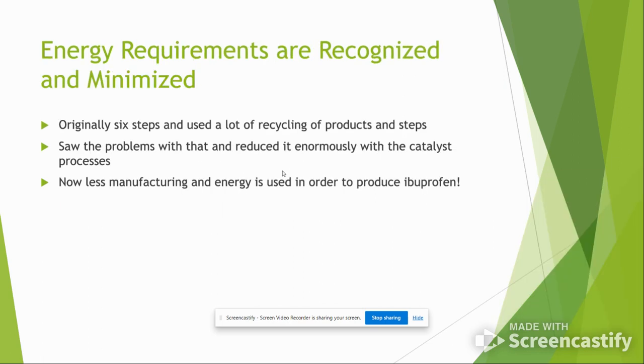The next principle of green chemistry that ibuprofen touches on is that its energy requirements are recognized and minimized. Just like I said before, the Boots method was originally 6 steps, and it used a lot of recycling of products in steps, which just created a lot of waste. So obviously the chemists saw problems with that and worked to reduce it enormously with the catalyst processes. That means there's less manufacturing and energy used to produce ibuprofen, which is awesome and helps the environment greatly.